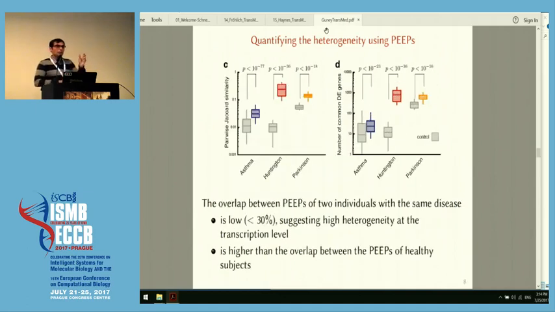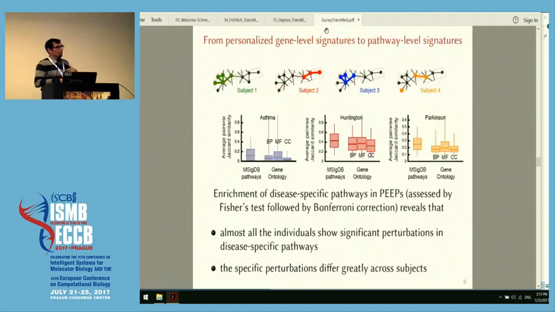If you look within patients of the same disease, in this case we used 3 diseases, asthma, Huntington's, and Parkinson's disease, and look at the perturbation profiles within individuals of the same disease, you see that there's still quite low overlap. So again, many perturbations are specific to the patient, but this overlap is still higher than what you see between healthy individuals, which is a bit reassuring because in the end these signatures are characterizing the disease rather than some physiology of the samples, let's say.